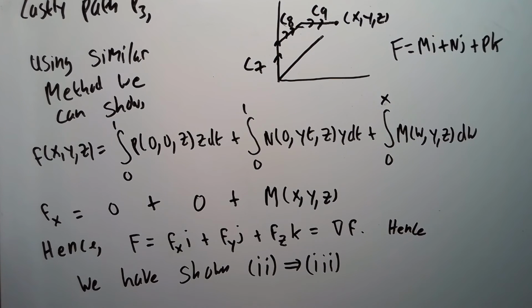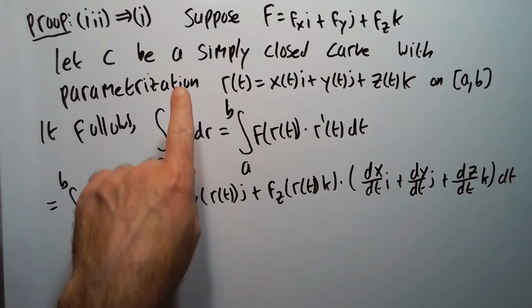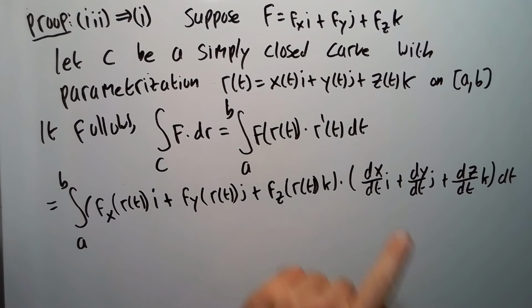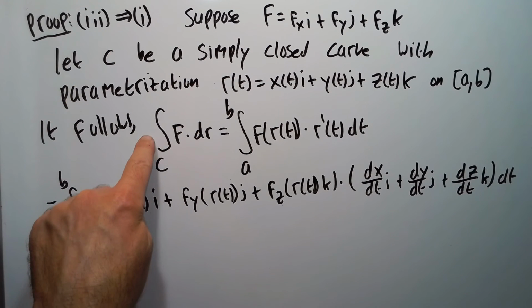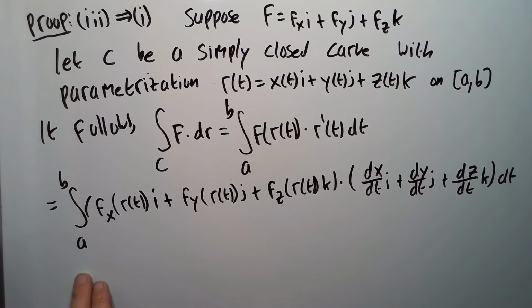So what's left to show now is that 3 implies 1. So let's do that. Lastly, let's prove that 3 implies 1. Suppose that F is the gradient of some small f. That means that you have this condition here. Let C be a simple closed curve, parameterized by r(t) = x(t) i + y(t) j + z(t) k on [a, b]. So integrating over C, to show that 3 implies 1, we need to show this is 0. Well, by definition it's equal to this, and then that equals this guy over here.